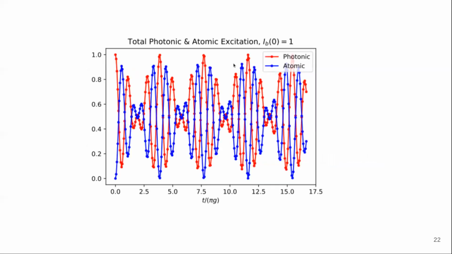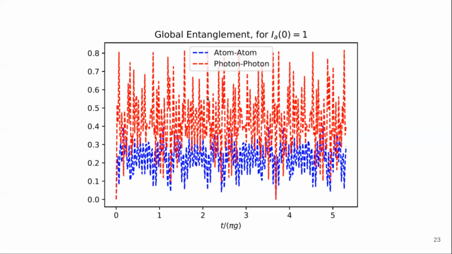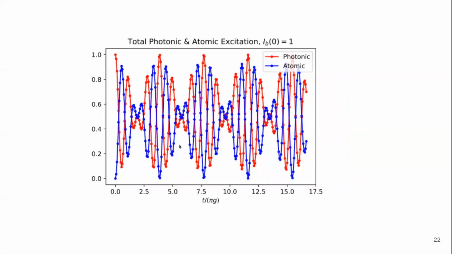So now let's check the total excitations in terms of photonic and atomic modes. The atomic modes are just the 2-level systems, the quantum dots, and photonic ones are just our bosonic modes. So for the single excitation, you can see this perfectly oscillatory behavior. And this also reflects in their global entanglement behavior. So this is perfectly consistent. And this is some sort of a sanity check for us.